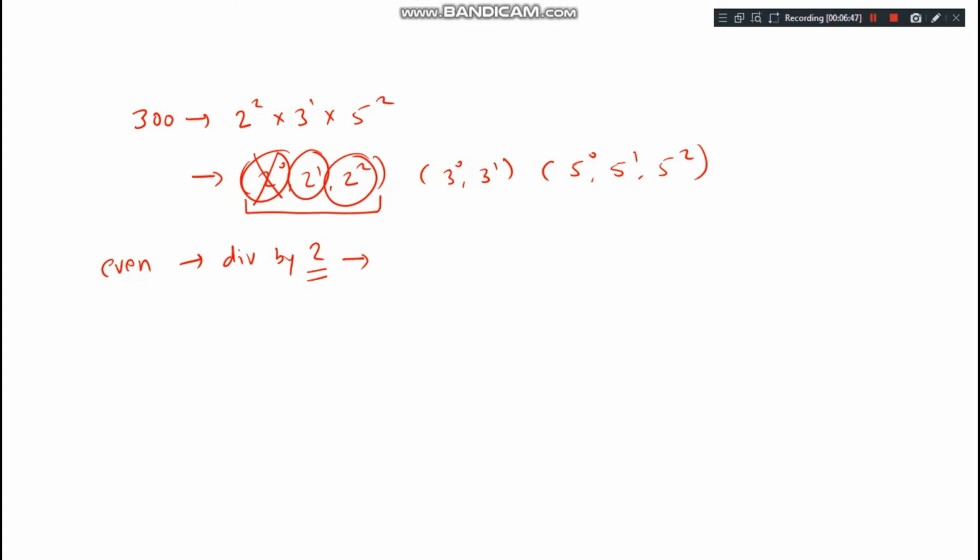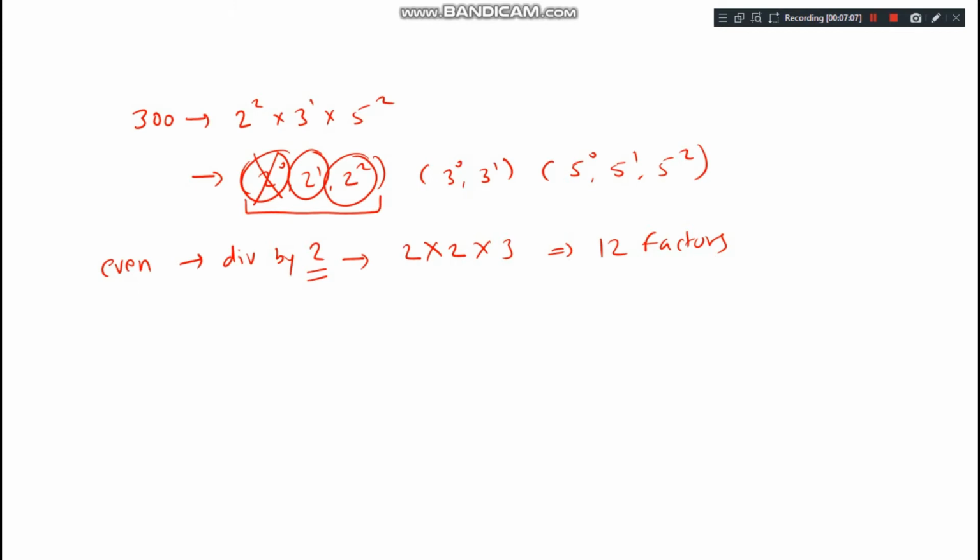So this number is not divisible by 2. Just exclude that and then multiply the remaining numbers. So we have two numbers here. How many combinations are possible? 2 here, 2 here and 3, and that gives you a total of 12 factors, right? So there are 12 factors out of the 18 in total which are even.